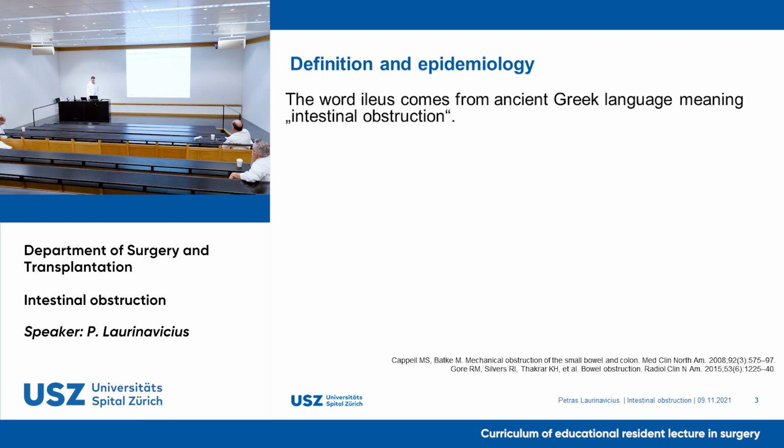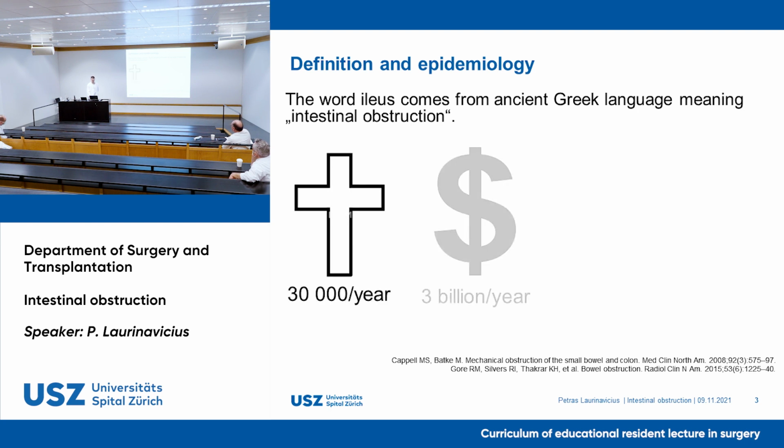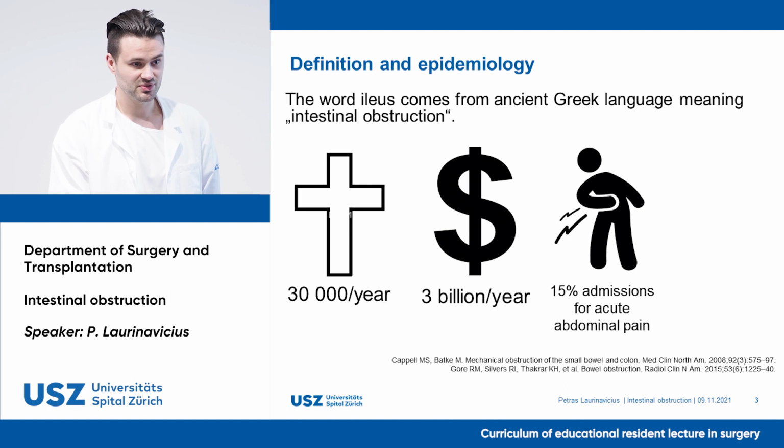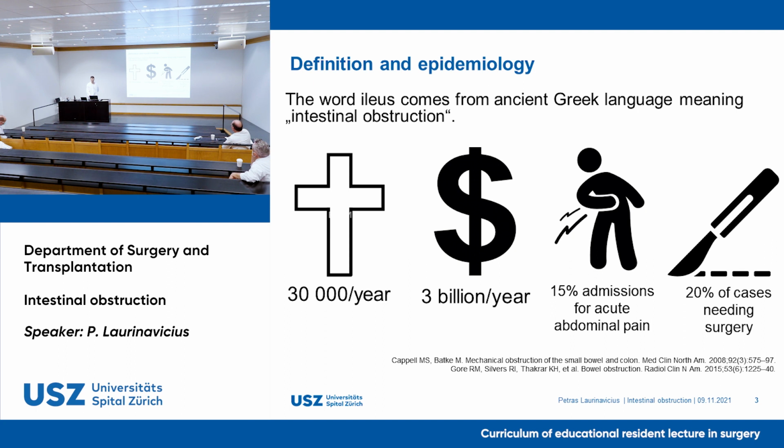So the bowel obstruction causes nearly 30,000 deaths and up to $3 billion in direct medical costs per year alone in the United States. It is responsible for up to 15% of emergency admissions for acute abdominal pain, with 20% of those cases needing surgical treatment.